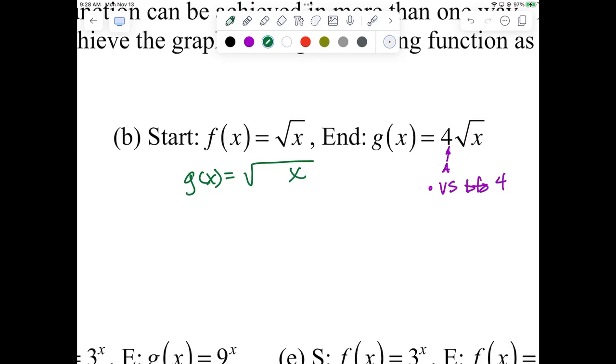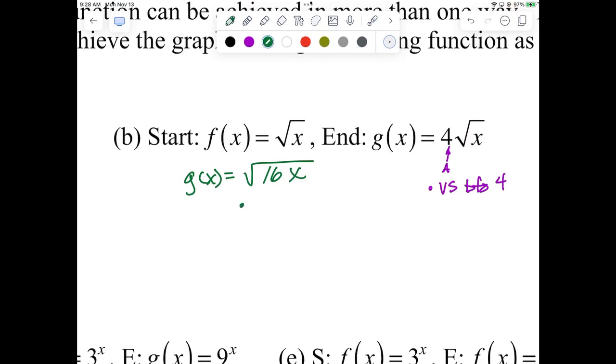Yeah. It would be 2. You think? Wait, no, it'd be 16. It would have to be something that when I took the square root of it would give me 4. So I'm not taking the square root of 4. I'm actually squaring 4 to get 16, because the square root of 16 on the inside would give me the 4 on the outside.